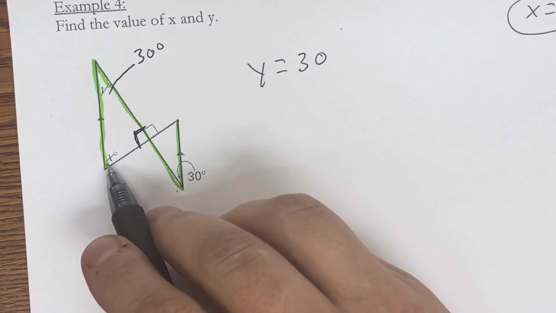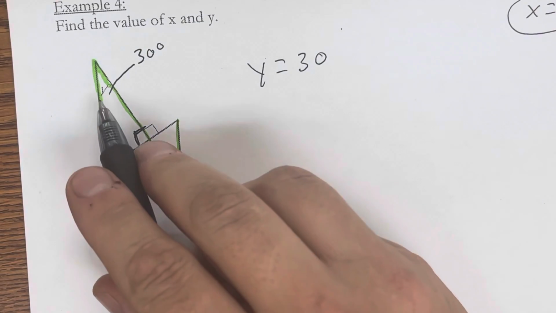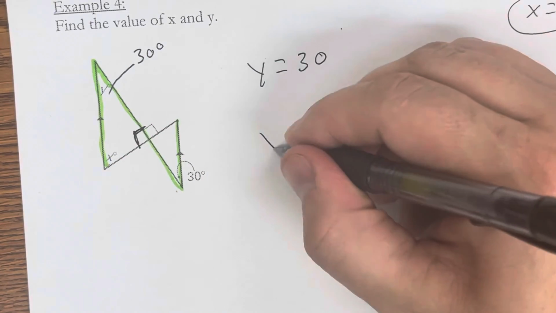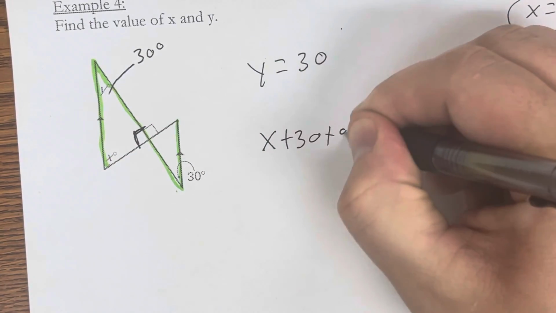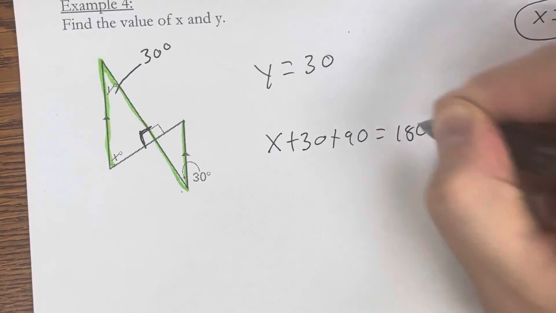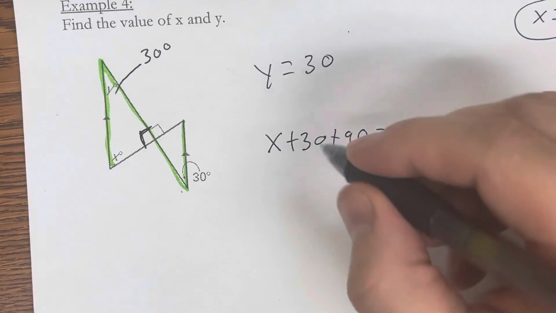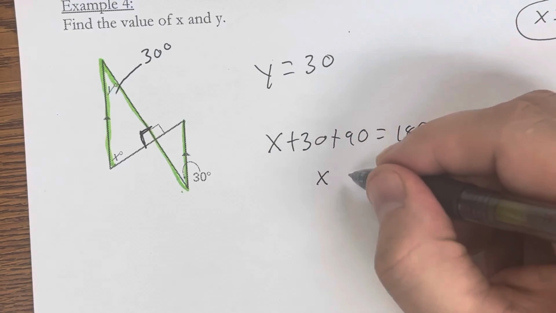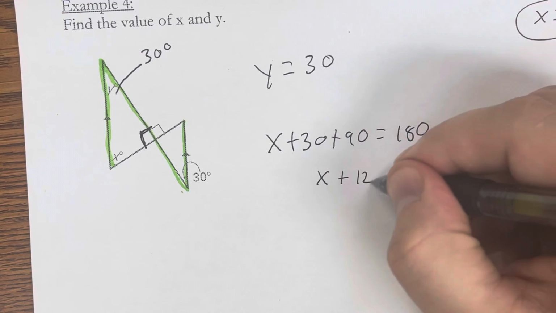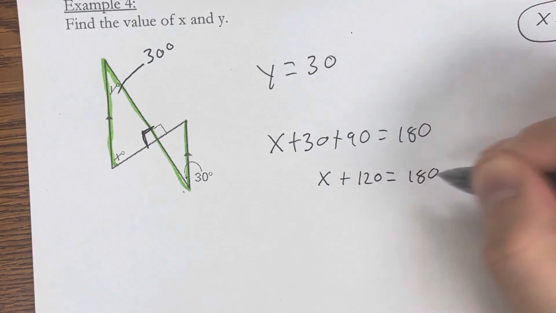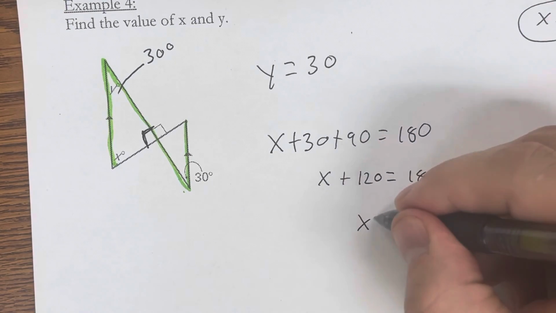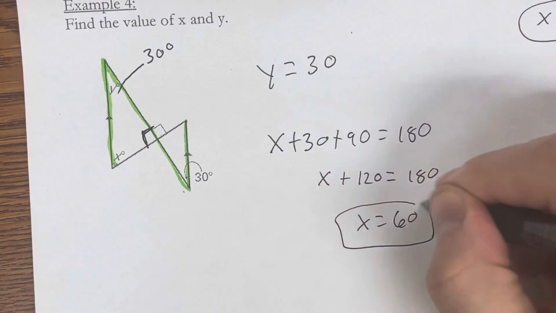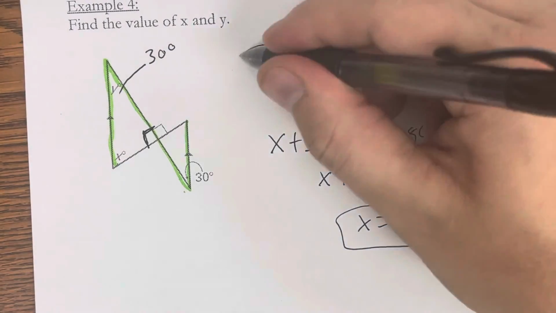So for me to find X, X plus 30 plus 90 equals 180. Then we'll solve here. So X plus 120 equals 180. Subtract our 120 and X is equal to 60. So we found X, we found Y.